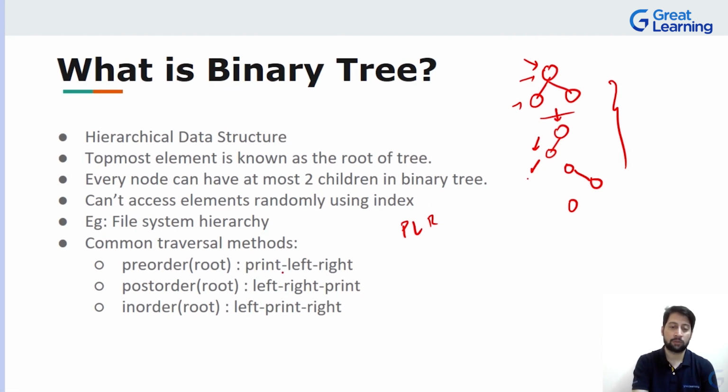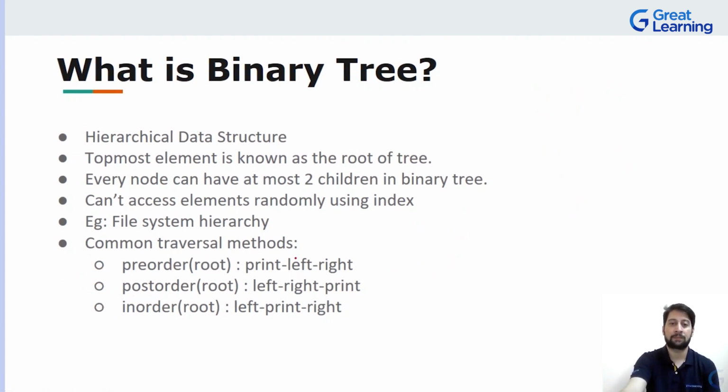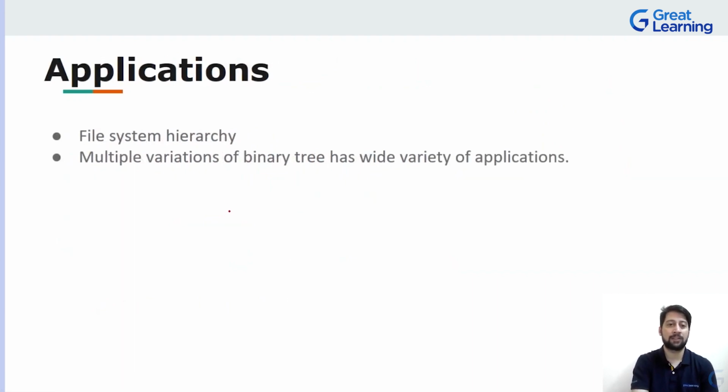Similarly, post-order says that whatever you have, print it at the last. So go on the left, go on the right, print at last. And in-order says left, print, and right. So these are all traversals. We will also see one by one how we can implement them, and we will also see examples based on these traversals. Now let's talk about the applications.